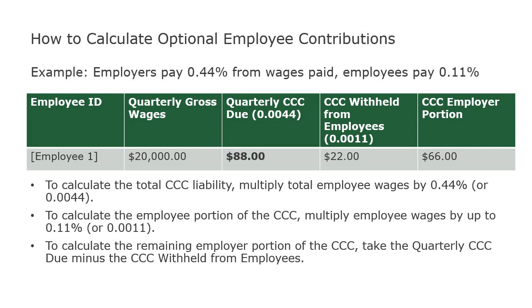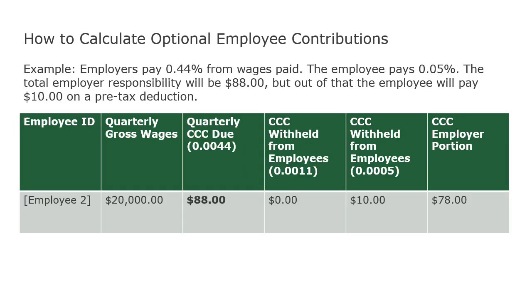So here, how to calculate optional employee contributions. In this case, the employer is still responsible for the 0.44% of the wages paid, but they choose to pass on 25% of that, or 0.11%, to the employees. So in this example, same employee has $20,000 in gross quarterly wages. The employer responsibility is the $88. Out of that $88, they chose to withhold 0.11% from the employee. In this case, that's $22. So the employer is paying $66, withholding $22 from the employee, but the employer is responsible for making sure that the full $88 is paid.